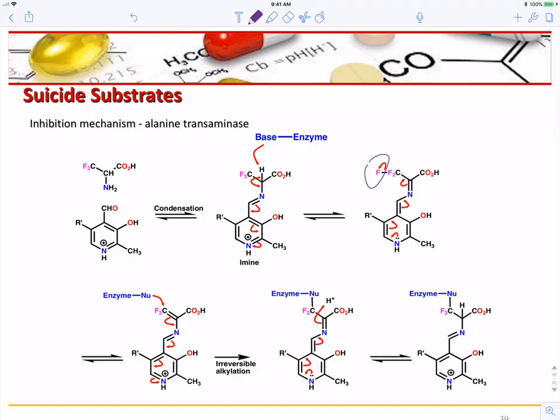And so this step rearranges differently. We now form a double bond between the two carbons here. With a nucleophile from the enzyme, this intermediate further rearranges to form a covalent bond between the enzyme and this intermediate adduct. So we have now irreversible alkylation, and the enzyme is killed.